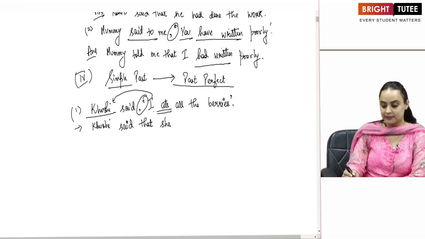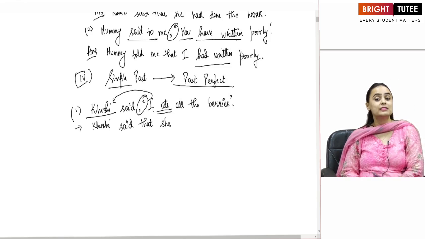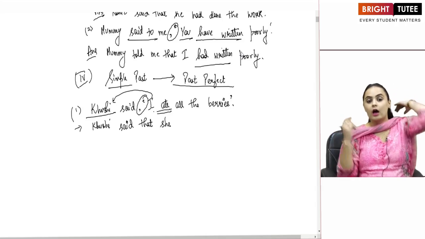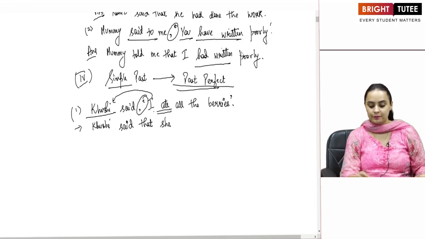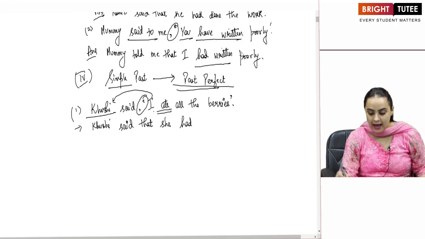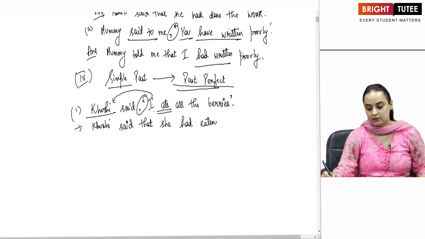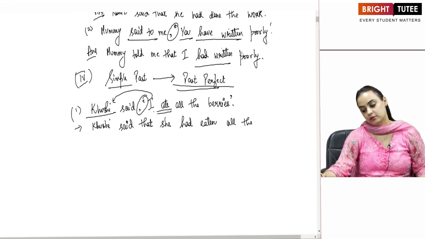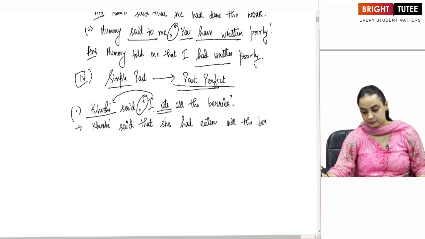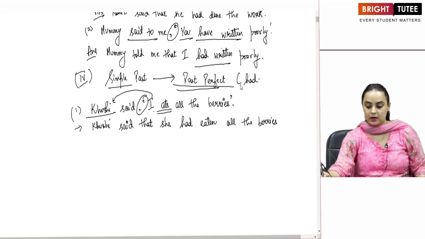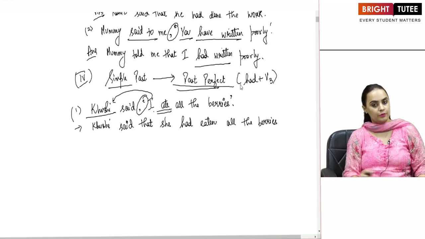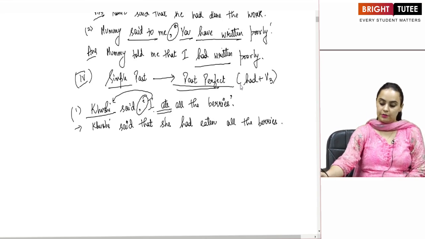Now ate. My tense is the simple past tense. How do we change simple past? We change it to past perfect. So, Khushi said that she had eaten all the berries. With past perfect, what does it become? Had plus third form of the verb, right? Another sentence.